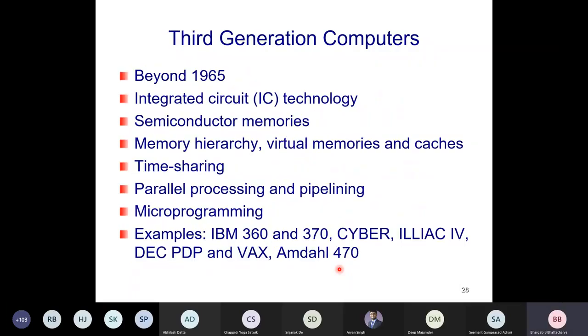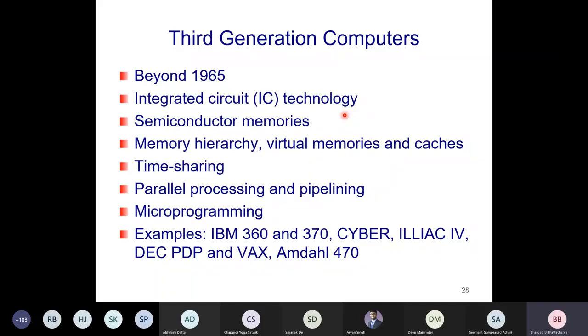Moving ahead, the third generation is very important. This is beyond 1965. Here we experience the integrated circuit, or IC technology, which means the entire circuit is fabricated on a semiconductor chip. There are no loose wires, so everything has become compact. The area has become very small, and the size to build a processor becomes very small. Semiconductor memories have arrived, so the memory capacity has increased, the cost has reduced, and the technology has become very compact.